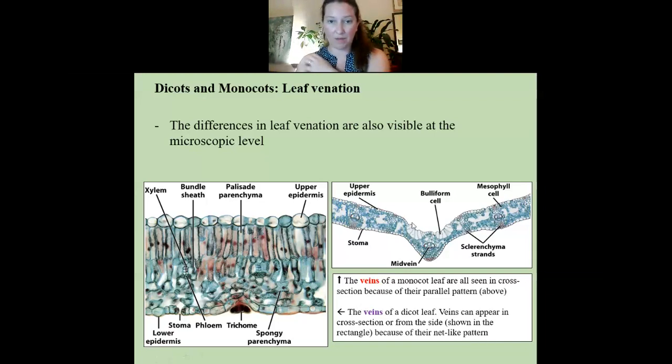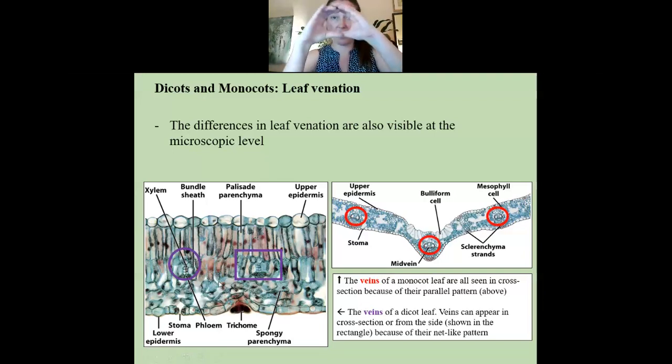So let me show you what I mean. Here you go. On the top in red, each of those red circles is showing you a vein in a monocot leaf because they're all facing you because they're all parallel. Whereas on the left here, the purple circle is showing you one vein, whereas the purple rectangle is showing you the side of a vein because it's in a dicot leaf and the veins are not parallel.